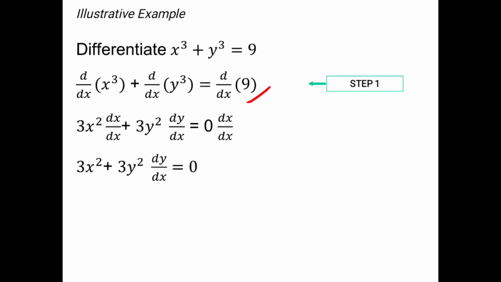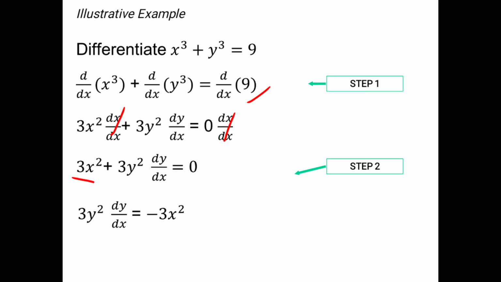And here, we are going to just remove this dx over dx and this dx over dx. It will look like 3x² + 3y² dy/dx = 0. And for our step 2, collect all the terms with dy/dx on the left side. So we only have 3y² dy/dx. And this 3x², I transposed it to the right side. And since this is positive, it will be negative 3x².